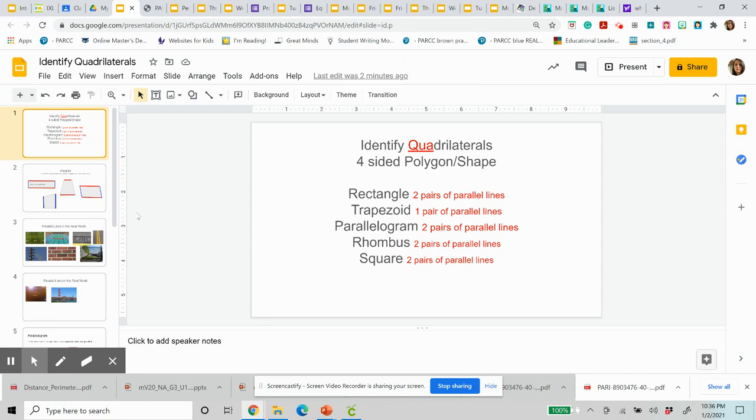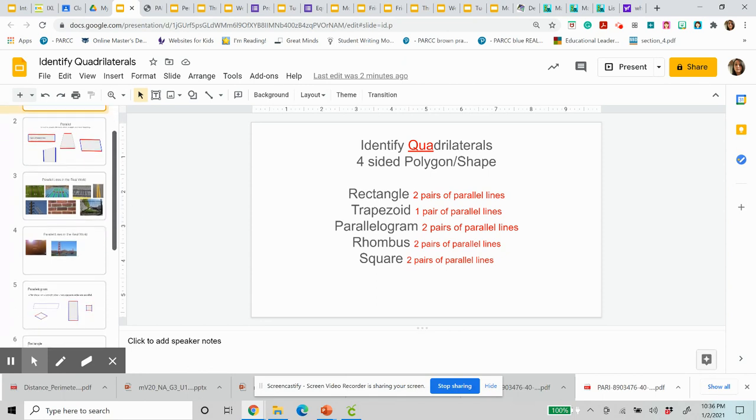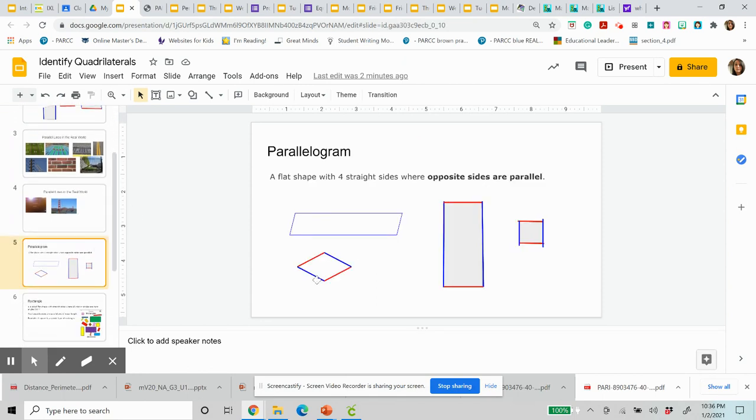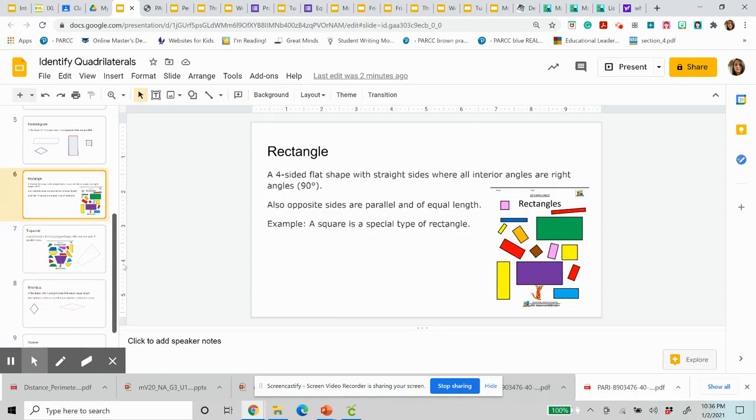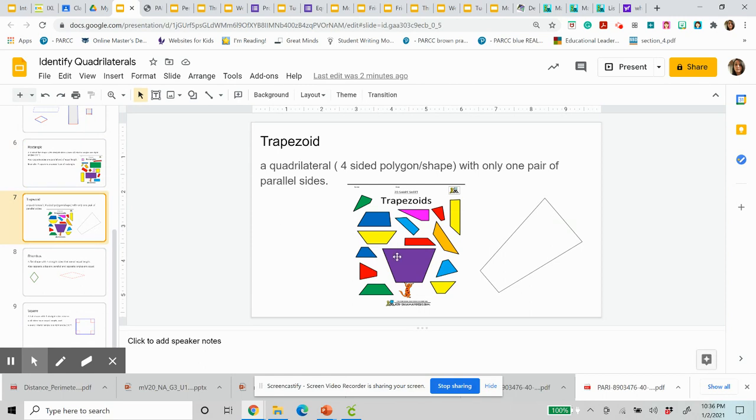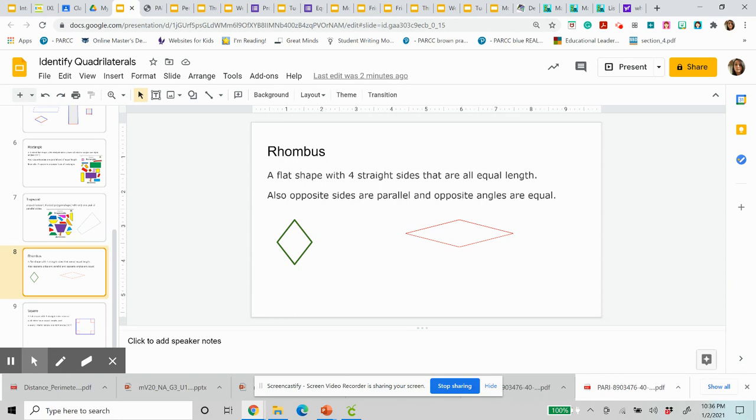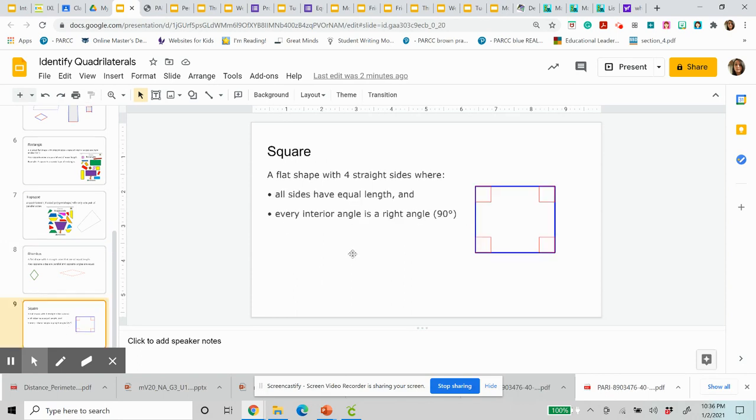So we will explore that a little bit more. What are parallelograms? Are rectangles? Are trapezoids? Rhombus? And square. Okay, so we will talk a little bit more.